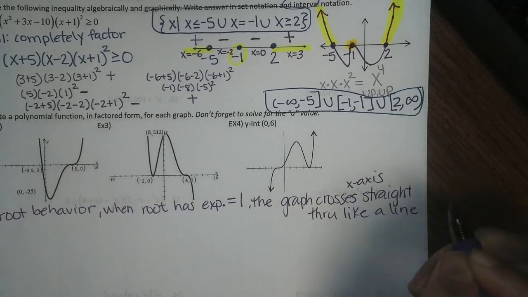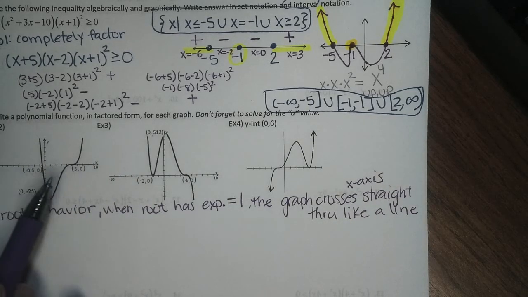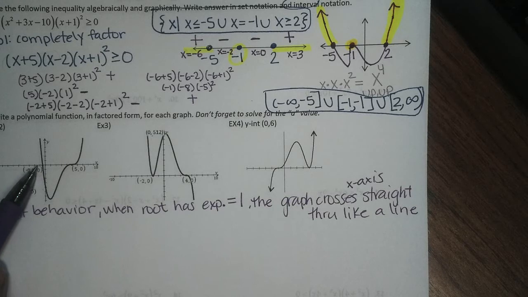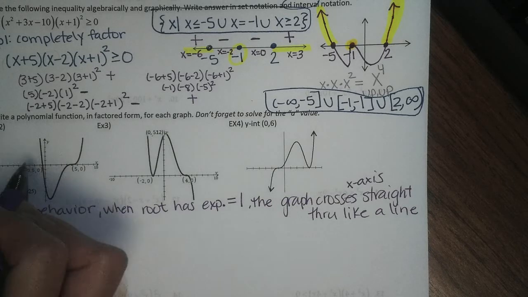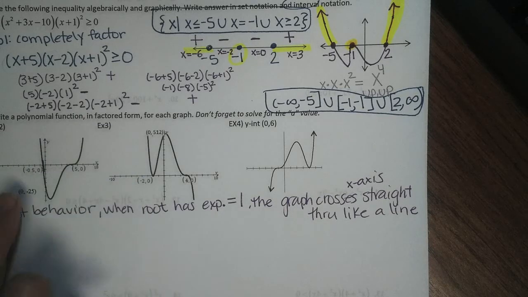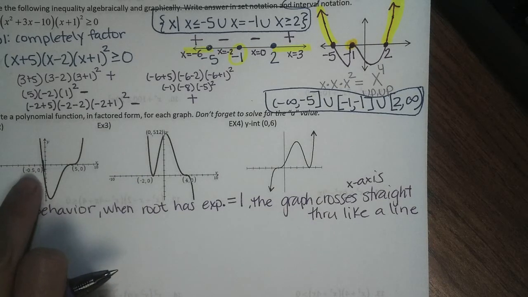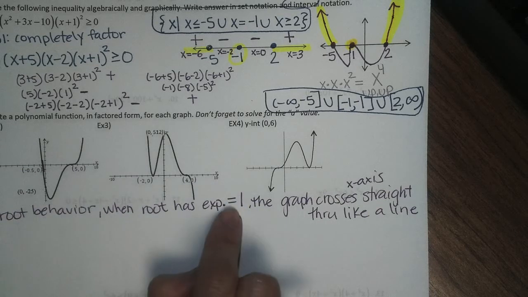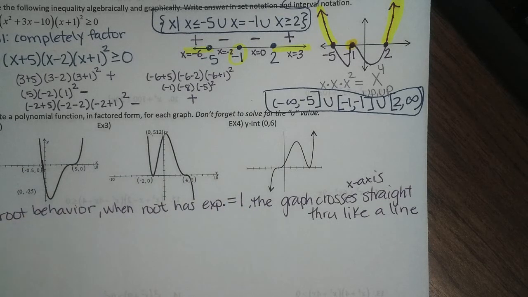So for example, number 2, notice there's a little root right here at -0.5, 0, and the graph is just crossing straight through like a line. So that means that this root of -1/2 has an exponent of 1. That's called the root behavior.